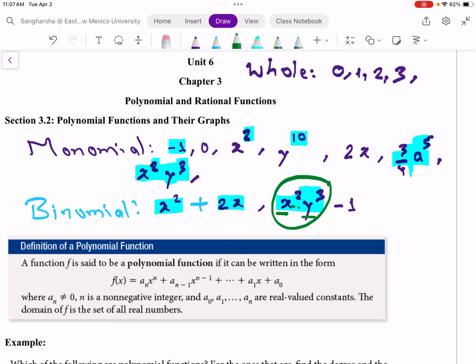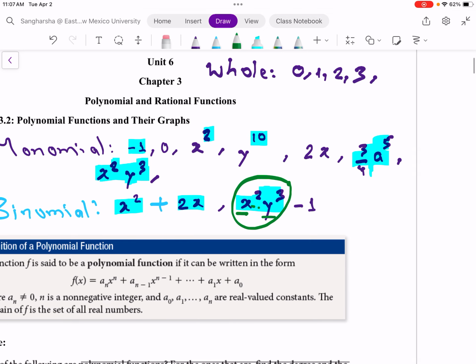Okay, so if we have two monomials connected by plus or minus, that is a binomial. In a similar way, if we have 3 terms which are connected by an addition or a subtraction, we call those a trinomial.